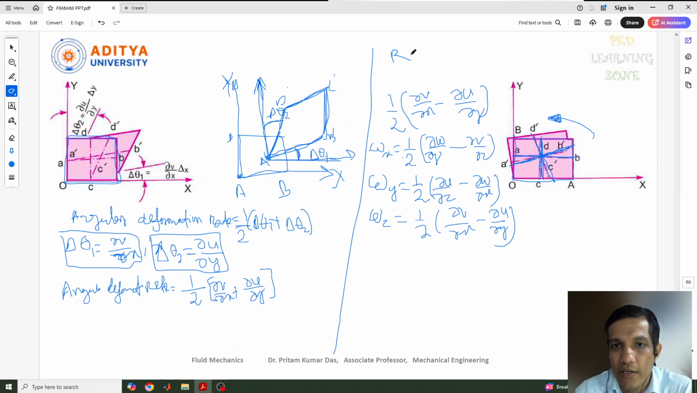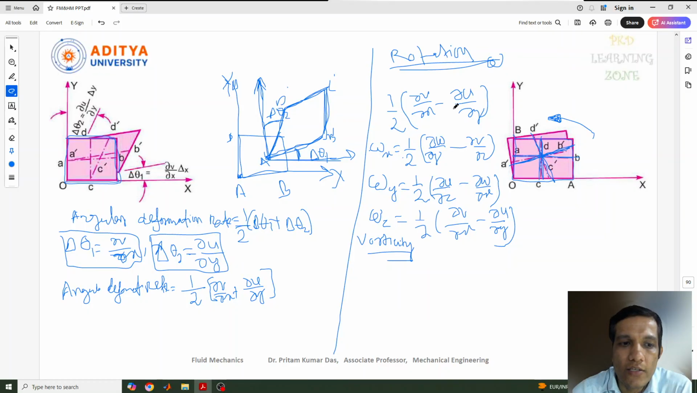Why I told these three points is because one more term is there, that is vorticity. For discussing vorticity, I have taken all these directions. Vorticity is defined based on the rotational component, suppose omega here. Vorticity is twice the rotation. Twice of this rotation we need to consider, and that is vorticity.